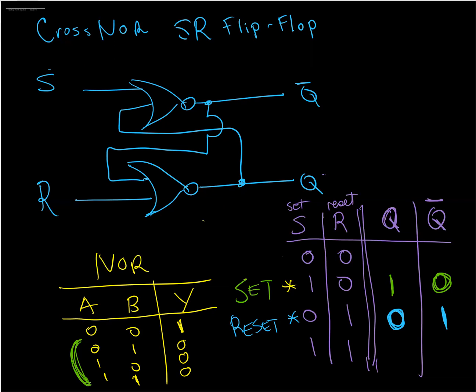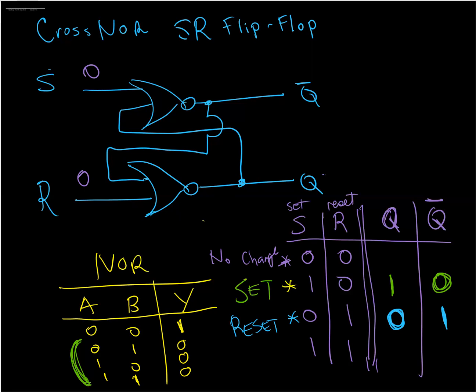So in this case here, if S and R are both set to 0, we call this a no change condition, and I'm going to explain why. No change. When S is 0 and R is 0, we don't know specifically an exact value for Q and Q bar, right?